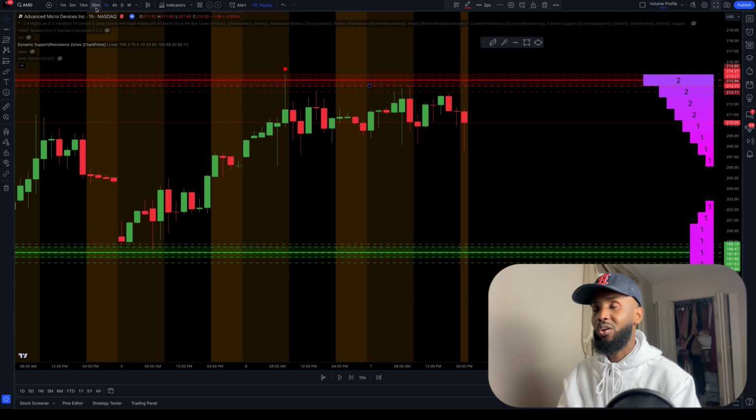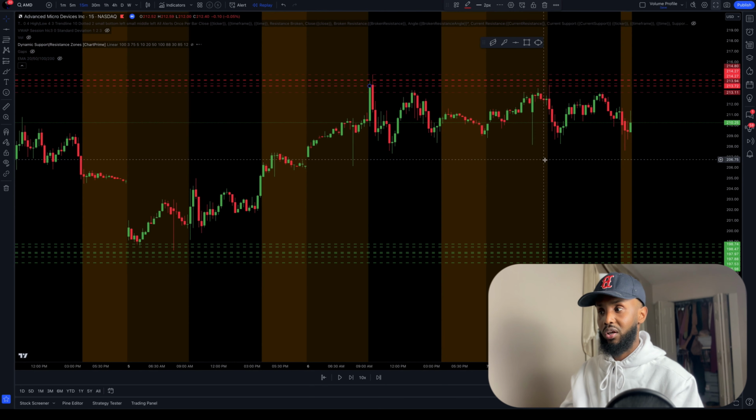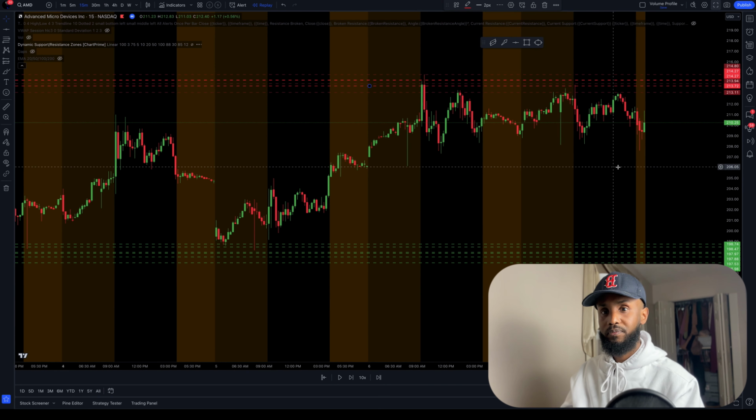And then I don't like to go to the 30-minute time frame just because most traders don't trade on a 30-minute time frame. Usually they look at the daily, the 4-hour, the 1-hour, the 15 minutes, the 5 minutes. Those are the more popular, right?